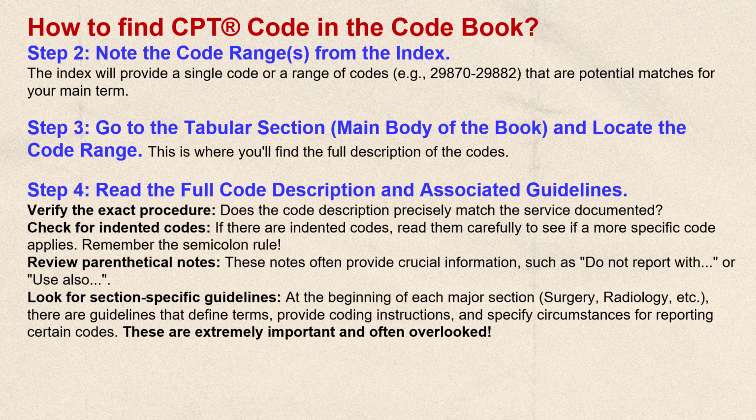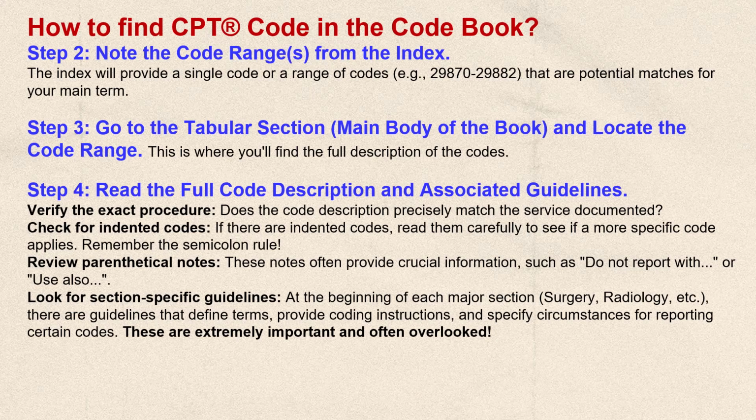The index will provide a single code or a range of codes. Example, 29872-29882. Those are potential matches for your main term. Step 3, go to the tabular section, that is the main body of the book, and locate the code range. This is where you will find the full description of the codes.